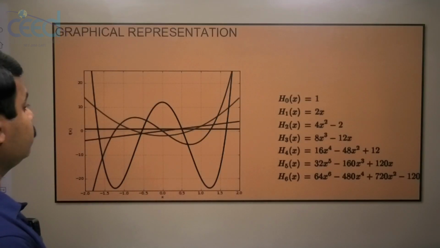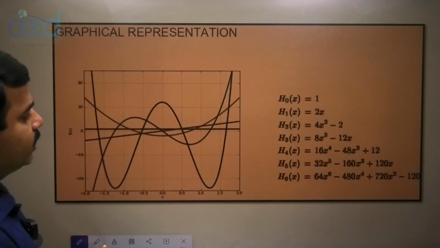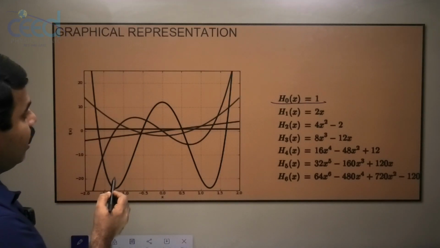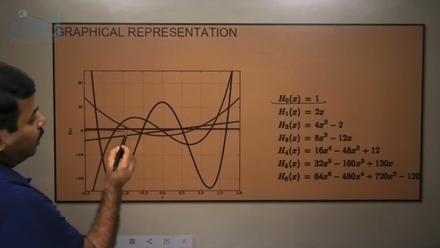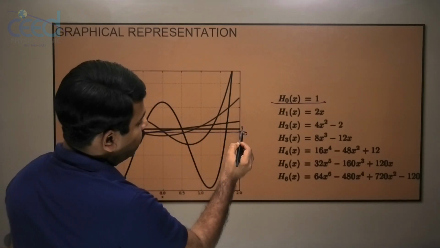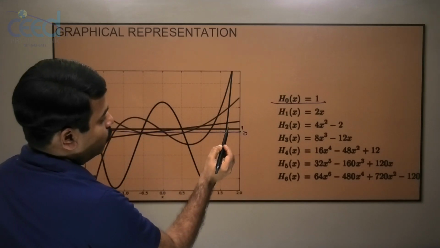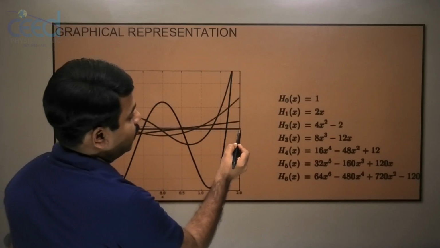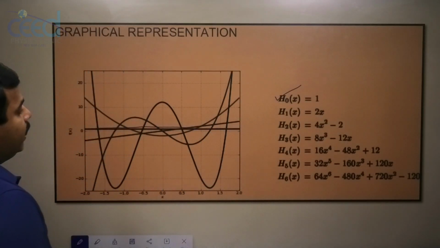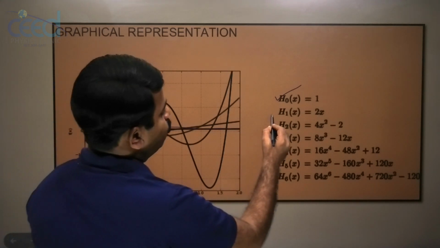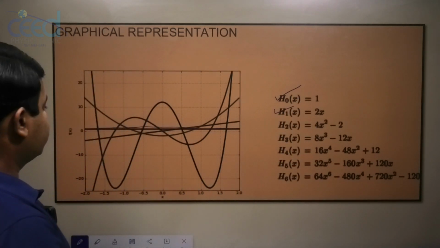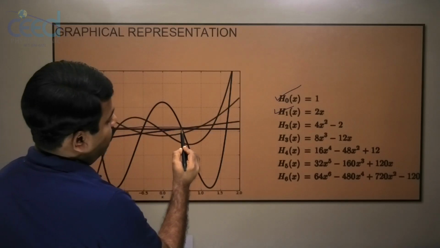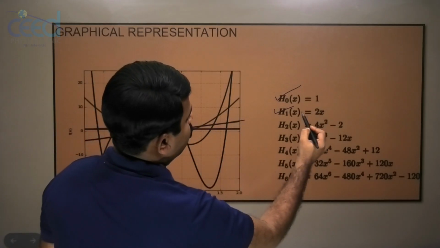So what you have seen, h0 of x is 1. Look here, this is the 0th line, and here at 1 you see a straight line. That line represents h0 of x is equal to 1. Now h1 of x is equal to 2x, which means another straight line with a slope, that is this line. You can see another line. This is h1 of x is equal to 2x.